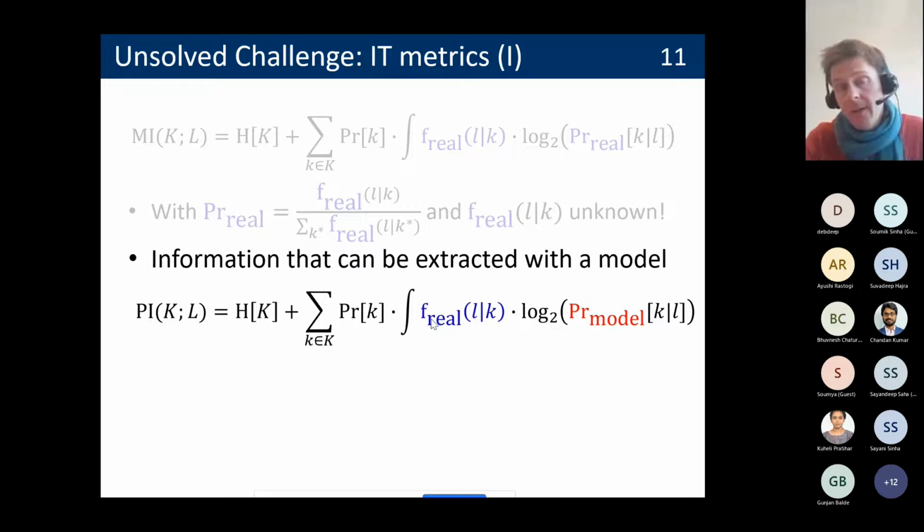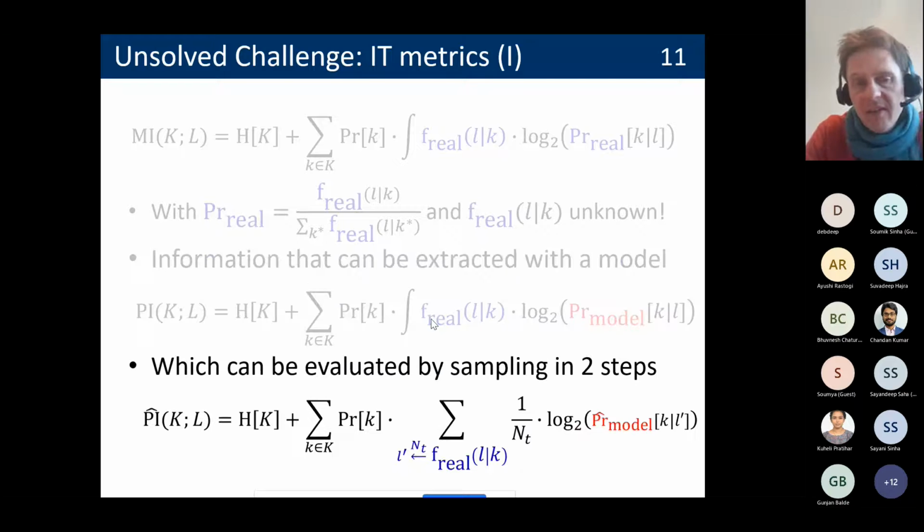Good. So you could say you still have a problem because the real distribution we don't know, but the good news is that this time the perceived information can be estimated by sampling in two steps. In the first step, during the profiling or the training step, we estimate the model, and in the second step, we test the model against fresh samples of the true distribution. And essentially this is okay because this sum that you have at the bottom, the sum over a lot of samples of the true conditional distributions, can be viewed as an integral by sampling.